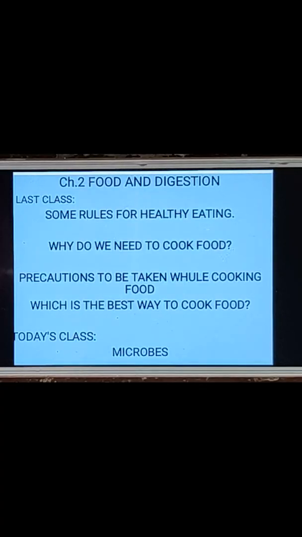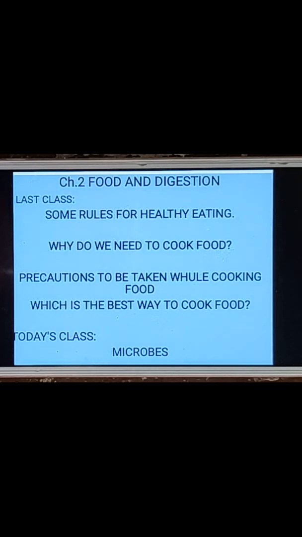So in this video we will be going through the topic microbes, that include different types of microbes like bacteria, fungus, viruses and protozoa. So let us go through our slide. In the slide you can see the topic we discussed in the last class and what we will be discussing in today's class.